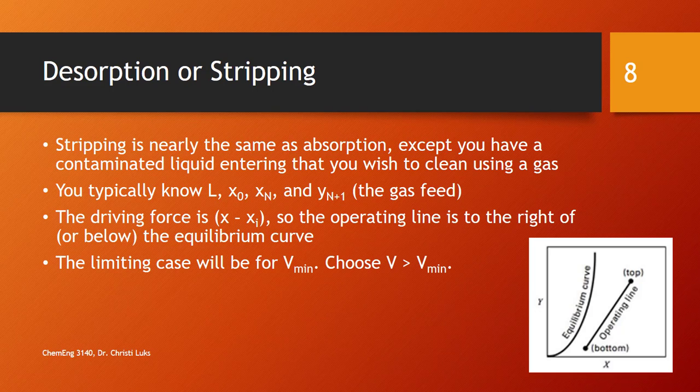This graph is not particularly awesome for seeing that, but you're going to be able to do the same kind of thing that we did before. That'll give us a limiting case, and then we'll choose a V that's larger than that, usually on the order of 1.4.